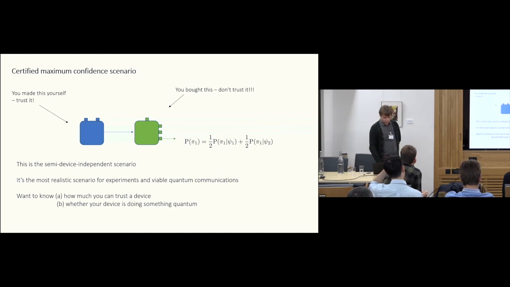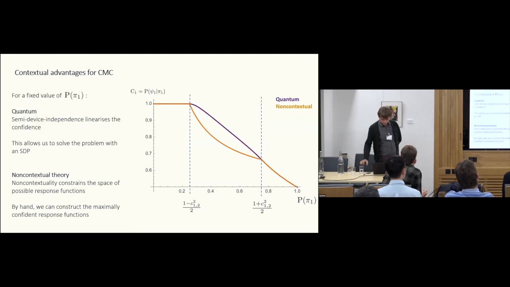Then you have two questions here. You want to know, is this doing something quantum? And also, in general, what is the maximum confidence you can have in such a device? So this is the main result of this aspect of the work. What we do here is we take the outcome rate associated with one particular state. We focus here on pi one, but of course this will change depending on which state is being looked at. And then we say this outcome rate is fixed. And then we want to maximize the confidence which we can have in both the quantum and the non-contextual case.